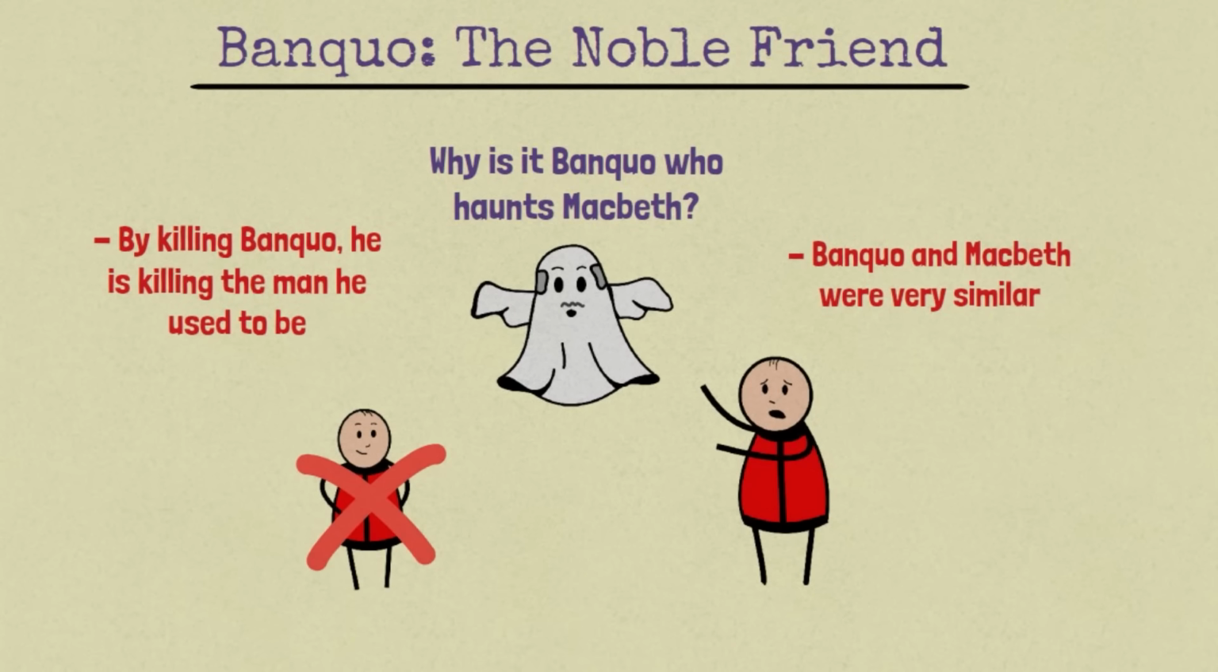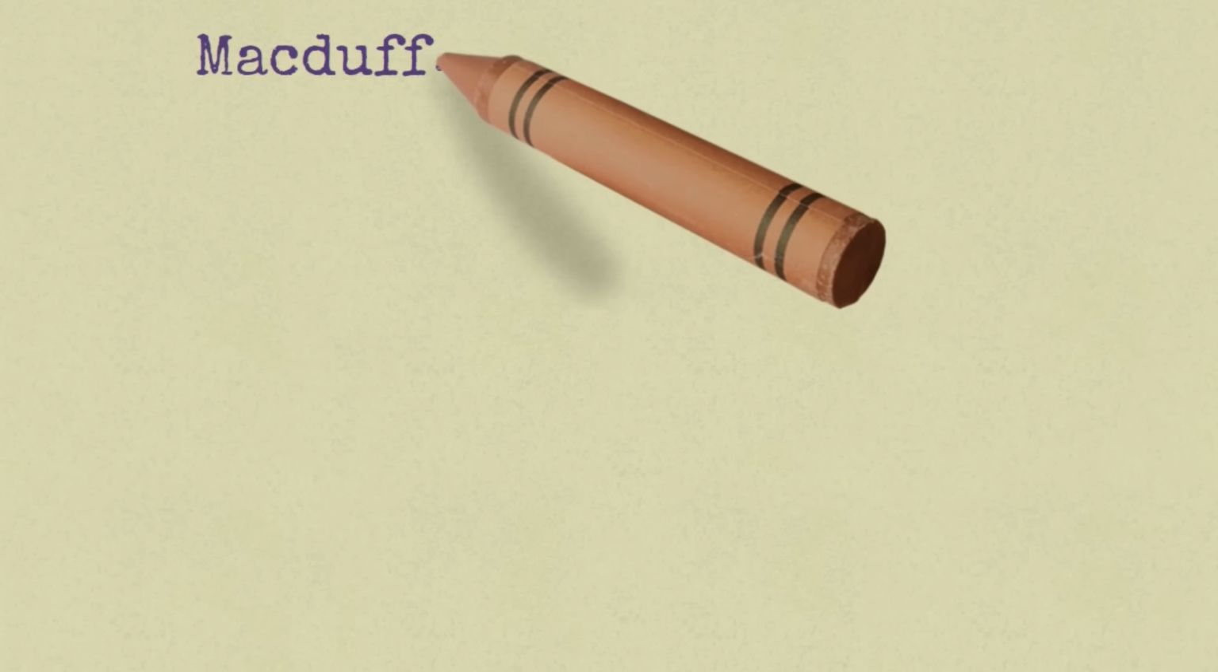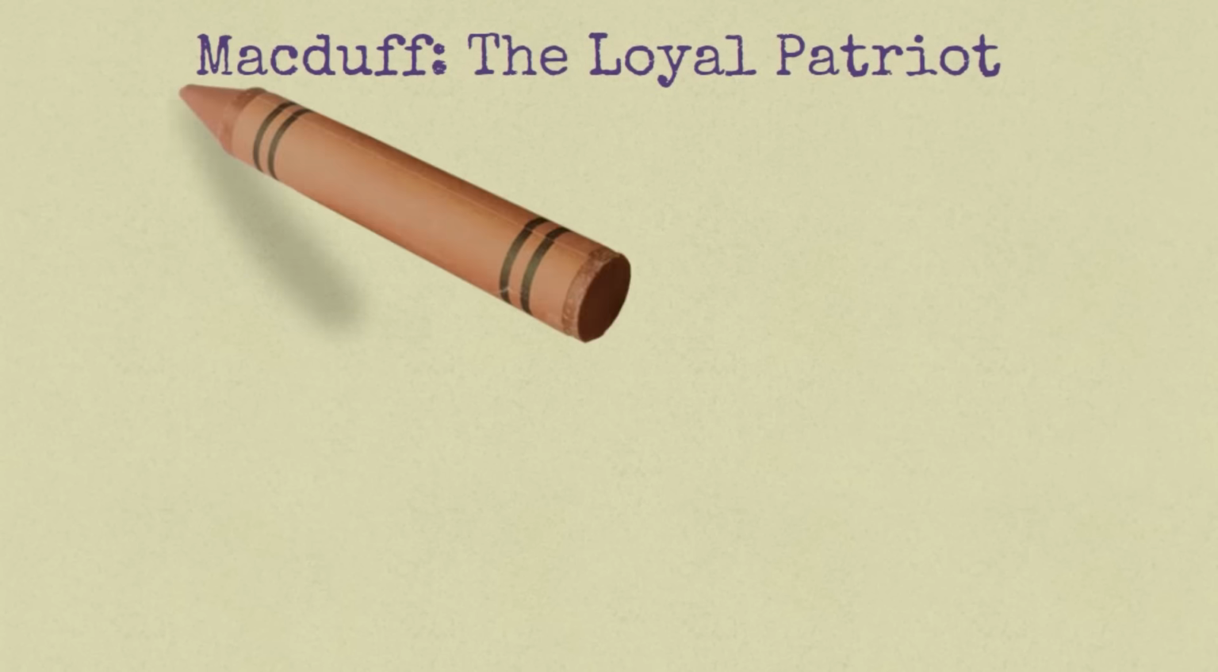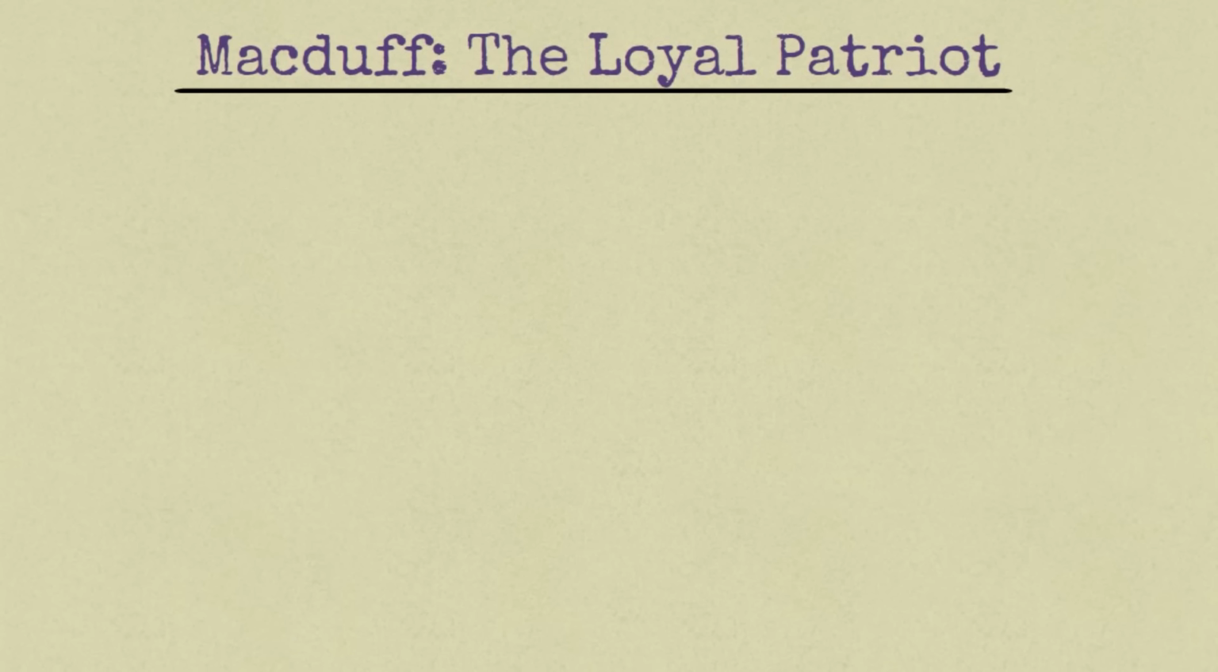Since Banquo doesn't make it very far, however, there is another foil in this play, the man who is seemingly destined from birth to kill Macbeth.